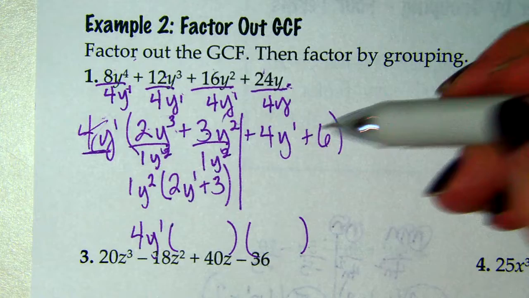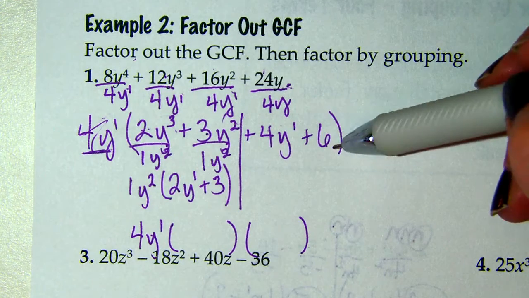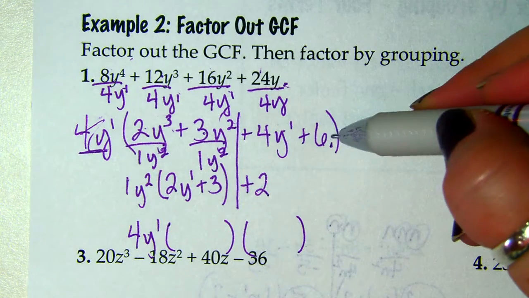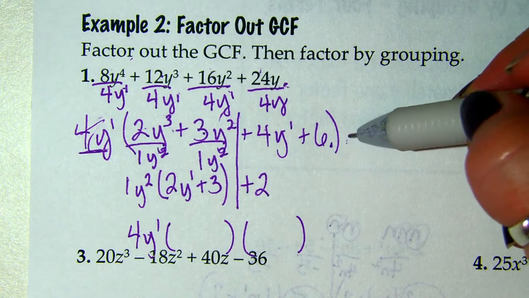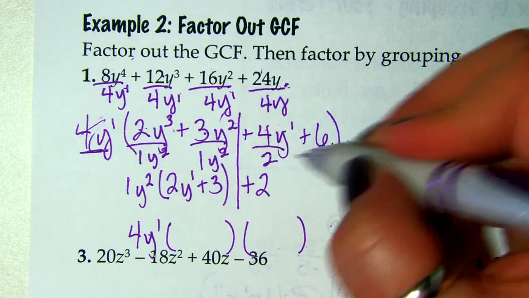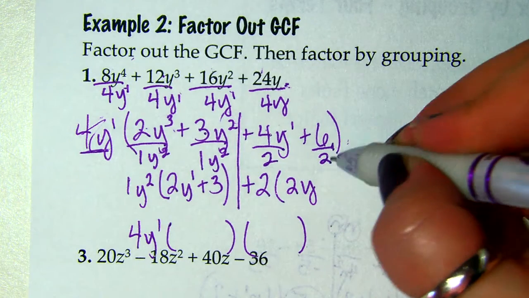Same thing on this side. So common factor in 4 and 6 would be 2. Y's, there are none in common. This has 1, this has none. So we can't match any. Divide by 2. 4 divided by 2 is 2, y, and then 6 divided by 2 is 3.